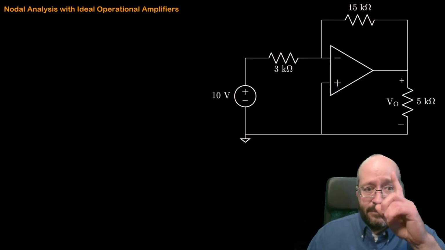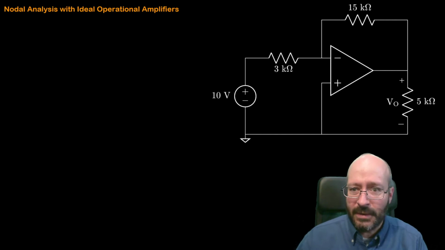Welcome back, folks. We're going to analyze our first circuit with an op amp, and we're going to do it with nodal analysis. This is a common op amp circuit. A lot of people can look at this circuit and immediately tell you what the gain is, and if you know the gain, you can find the output. Let's do that. If you've seen op amp circuits in your other classes before, there it is.